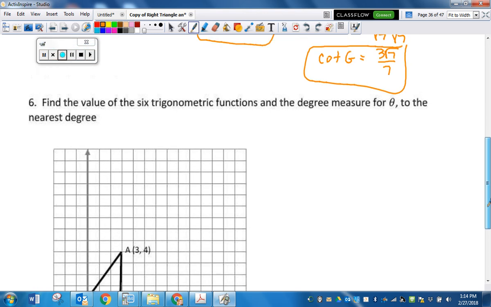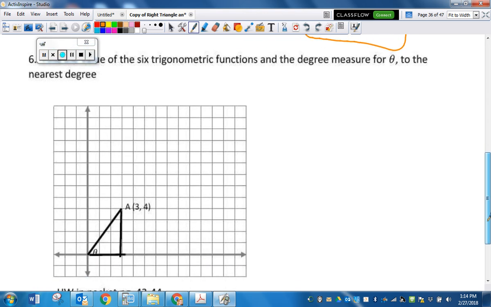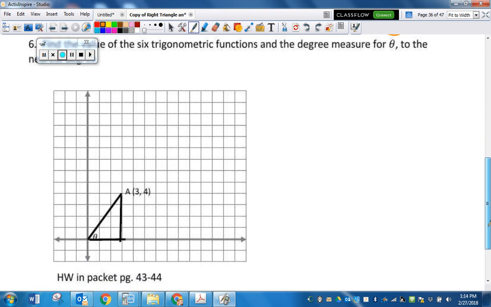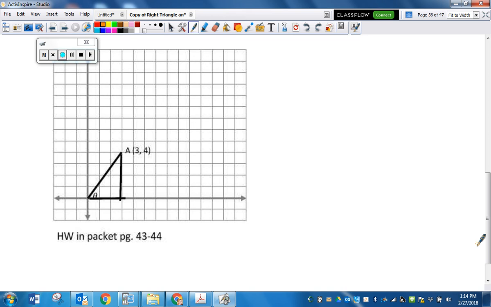All right, one more and then you're going to work on your homework. So you're looking for the 6 trig functions again, and you're also looking for the degree measure of theta. What's the key? I know the lengths of the sides. This is 3. This is 4. Probably going to need to find this other one. So if you remember the Pythagorean triple, you know it's going to be 5. But in case you don't remember that, you would do Pythagorean theorem to find the hypotenuse.